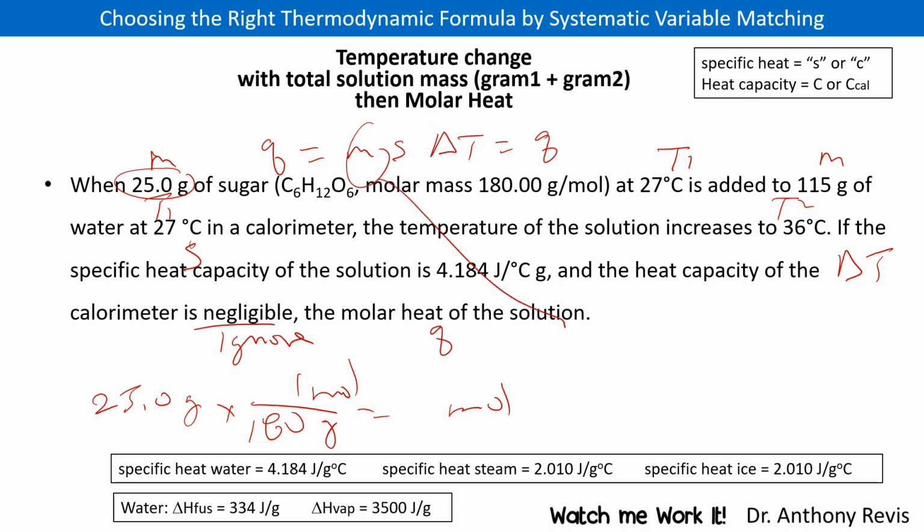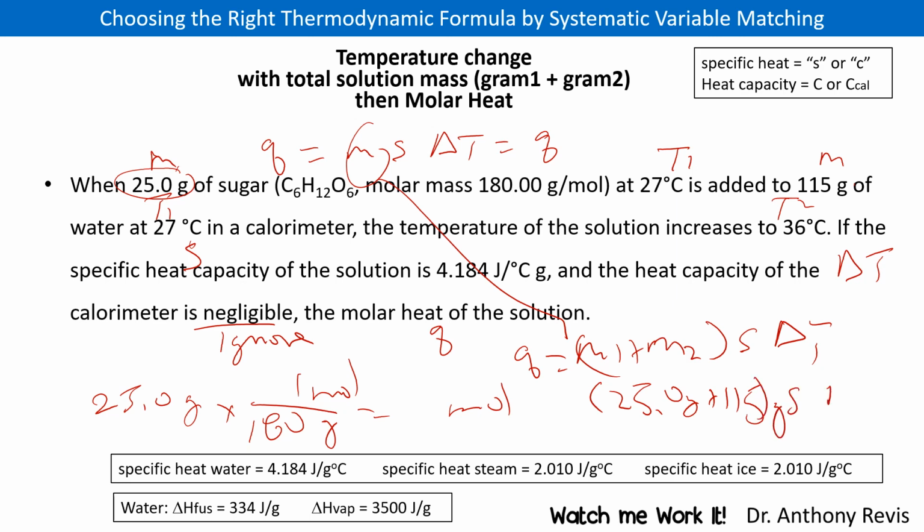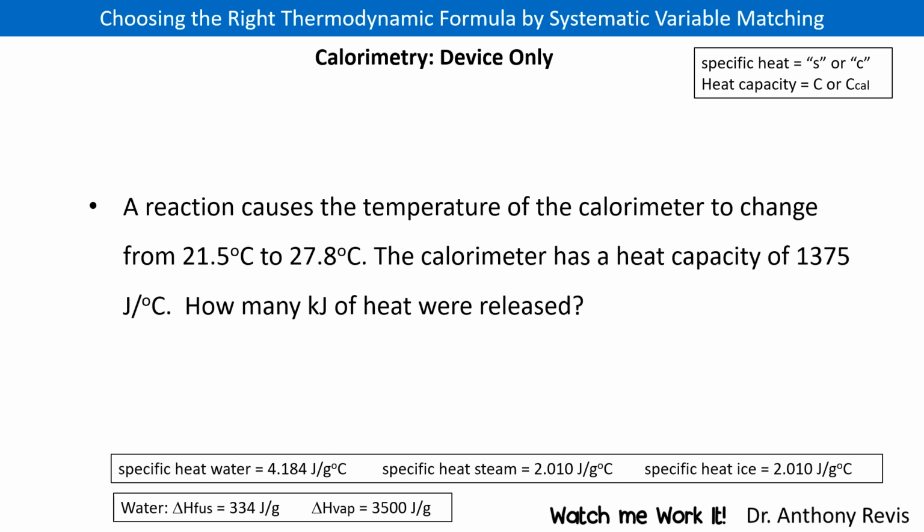This mass must include the total mass, because we have 25 grams of sugar and 115 grams. So your mass is going to be M1 plus M2. So your formula is really going to be Q equals M1 plus M2 S delta T, where your M is going to be 25.0 grams plus 115 grams, S delta T. So that's how we would do that one, set it up. All right, let's take the next one here.